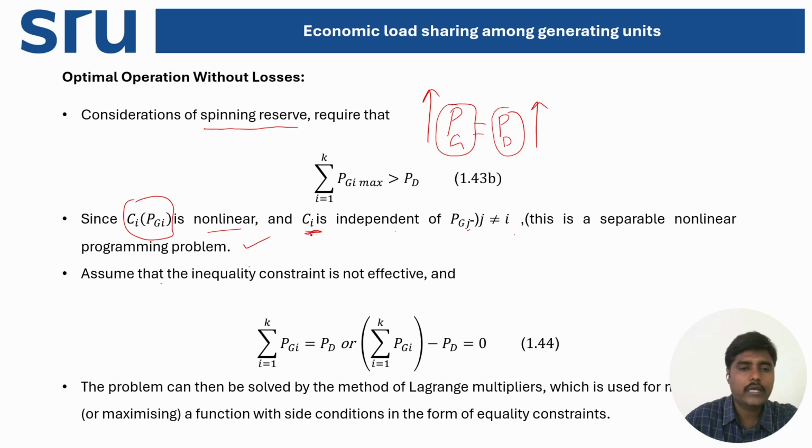Assume that the inequality constraint is not effective. Then you can express the same equation as summation PGi is equal to PD, or you can bring this PD to the left-hand side, then it becomes summation PGi minus PD is equal to 0. This problem can be solved by the method of Lagrange multiplier, which is used for either minimizing or maximizing any function with side conditions in the form of equality constraints. Basically ours is an optimization problem, so that can be solved by using the Lagrange multiplier method. So now let's try to incorporate this method for our problem.